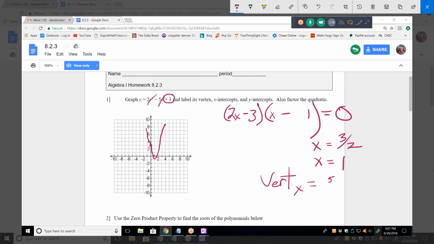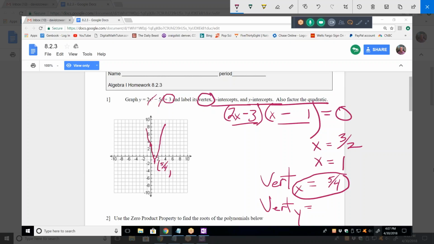So 5 fourths is this x value right there. Now, notice that we've answered most everything. We've answered that part, we've answered that part. The only thing we don't have is the complete vertex, but we got the x coordinate of the vertex. So how do I get the y coordinate of the vertex? Plug the x coordinate into that function right there, and whatever you get will be the y coordinate of the vertex.